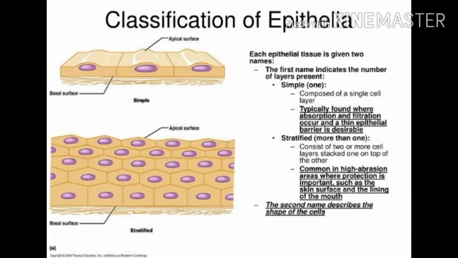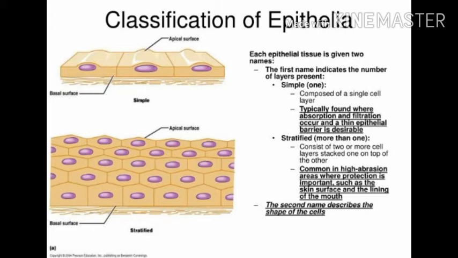Epithelial tissues can be classified as simple epithelium or stratified epithelium. Simple epithelial tissue is made of only a single layer of cells, as you can see in the diagram. Whereas stratified epithelium is made up of many layers of cells which are present one upon the other. Therefore, simple epithelium has functions of absorption and filtration, whereas stratified epithelium offers protection.